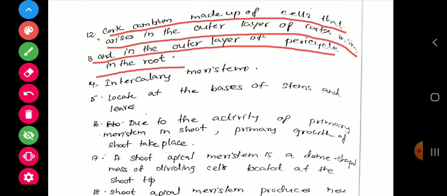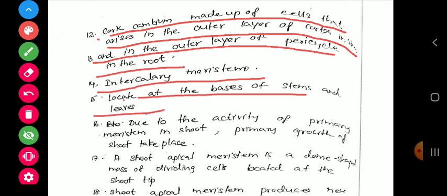Now intercalary meristems, the next one. They are located at the bases of the stems and the leaves.